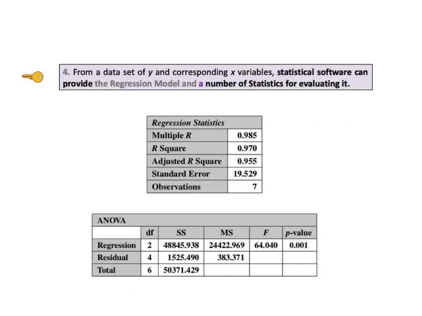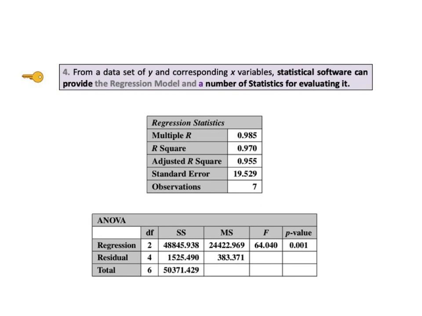Key to understanding number 4 goes on to say that the software also provides a number of statistics for evaluating the model. Our software also produced 3 tables of statistics. Here are the first 2. R-square tells us that 97% of the variation in the value of the house price is explained by the model. The adjusted R-square number is almost as good. So this model is a very good fit for the data.